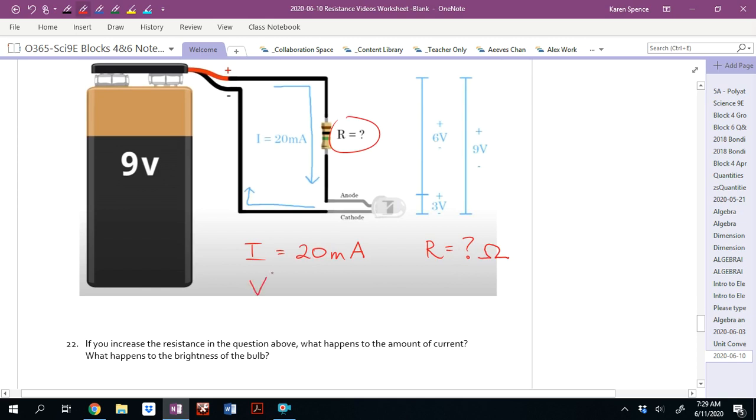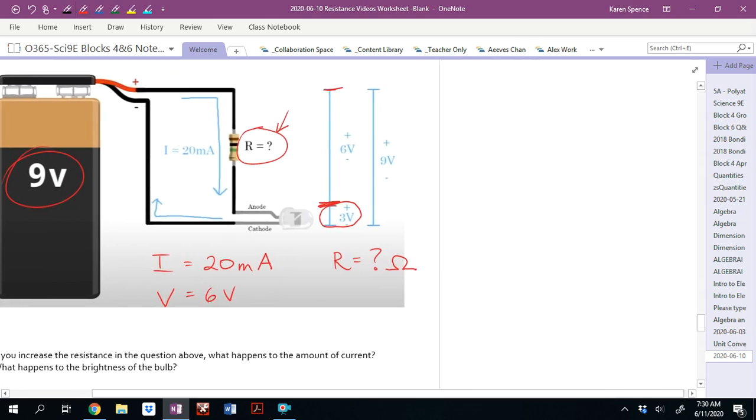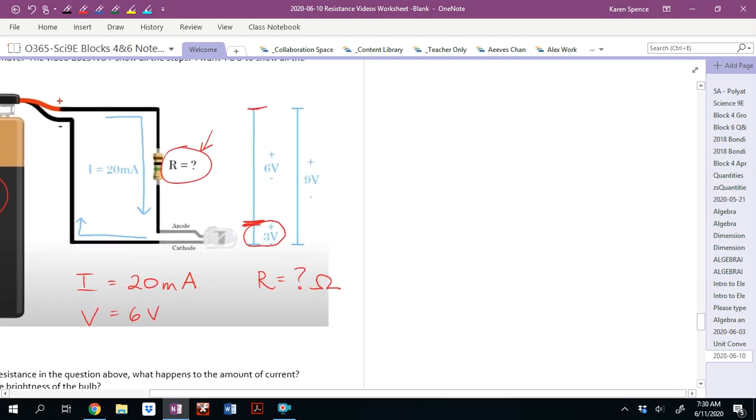And our voltage, remember, although the battery is 9 volts, 3 of those volts are being used up in the LEDs, so we need to know what the resistance is here. So only 6 volts are used up in the resistor. Now, I'm going to do this over to the side here.